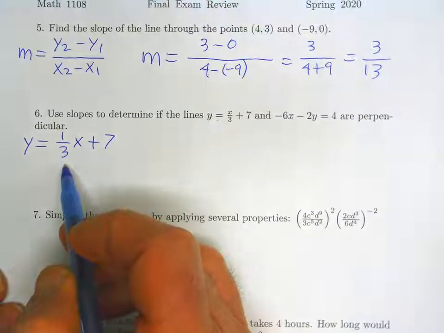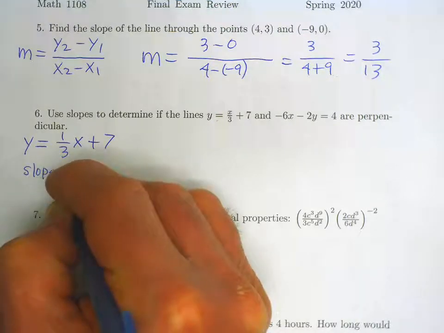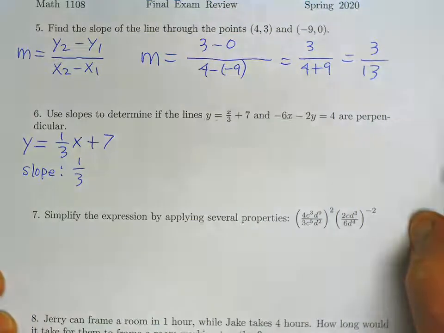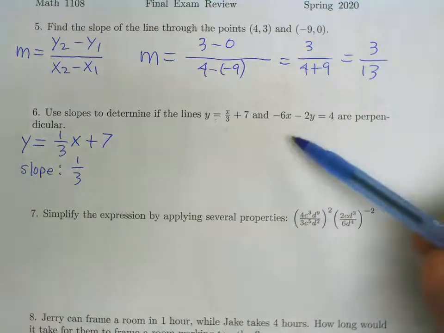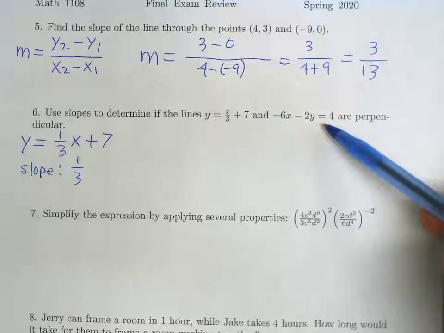So this is in slope-intercept form. The slope is positive 1/3. And we can determine what the slope of the other line is if we rewrite it so that it's in the slope-intercept form, the y equals mx plus b.